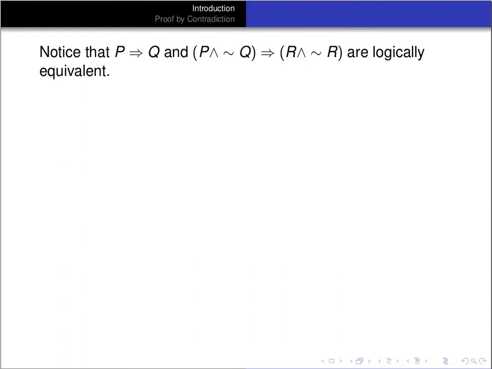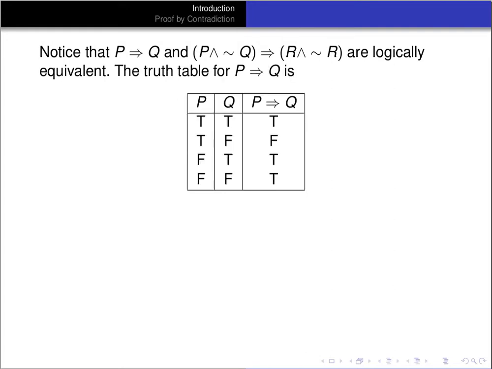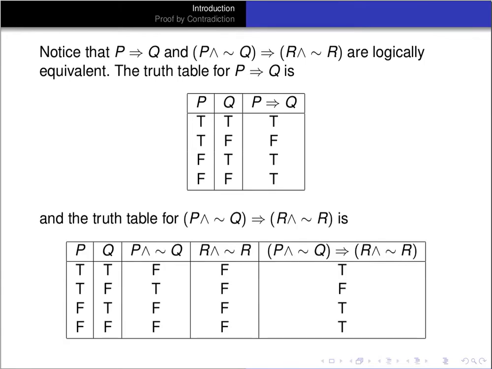This proof technique is based on the fact that P implies Q and P and not Q implies R and not R are logically equivalent for any logical statement R. To see that, observe the truth table for P implies Q is the same as the truth table for P and not Q implies R and not R. It's the same in the sense that given the same inputs for the truth values of P and Q, you get the same outputs for the truth value of P implies Q as you do for the truth value of P and not Q implies R and not R.